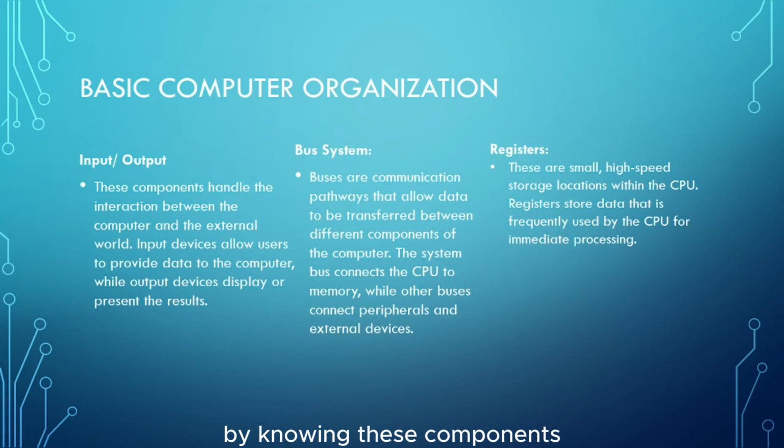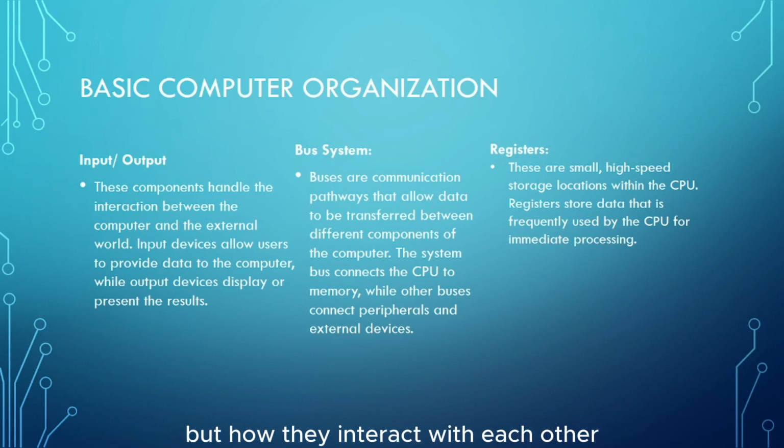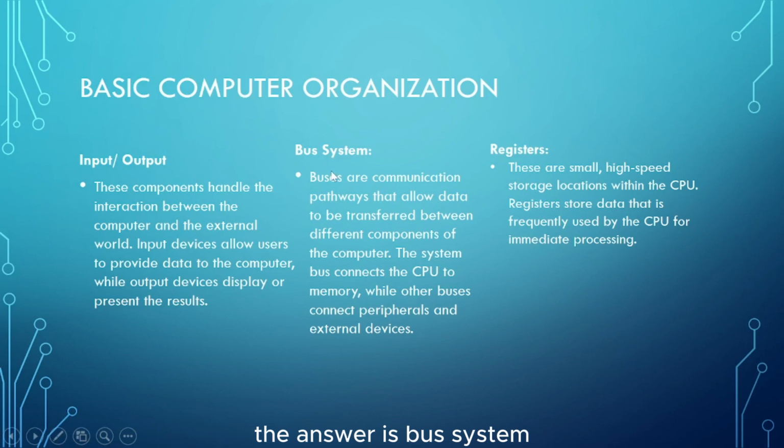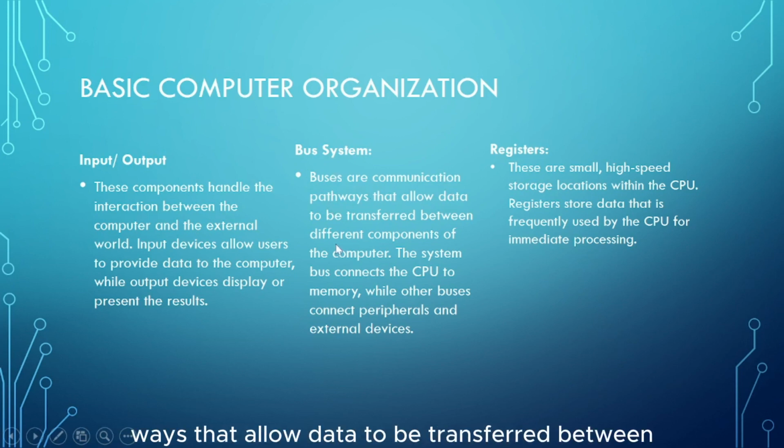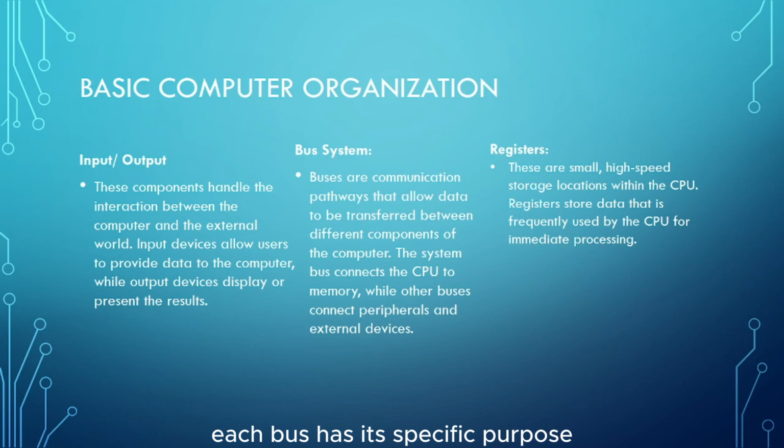By knowing these components, one question arises in our mind: processor and computer memory are related to each other, but how do they interact with each other? The answer is bus system. These are communication pathways that allow data to be transferred between different components of the computer. The different buses are data bus, address bus, control bus. Each bus has its specific purpose.